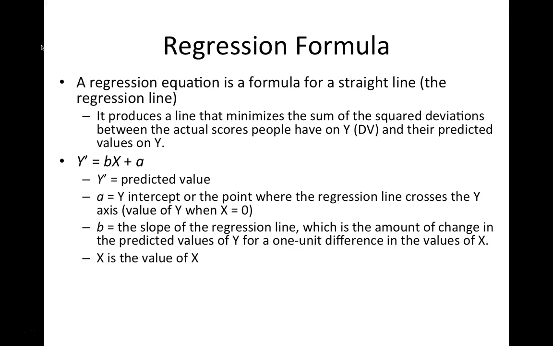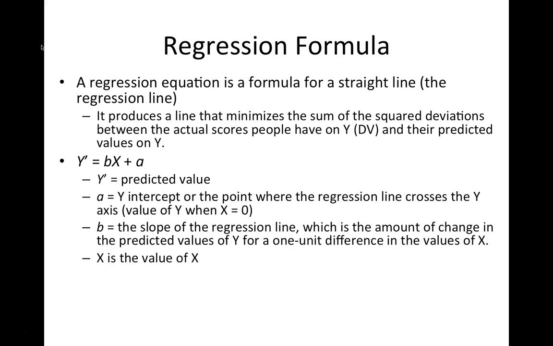Over the top of it, and you'll hear it called y hat. For us, we'll stick with y prime, and so y prime equals bx plus a. So y prime is the predicted value on the outcome variable. That's what we want to try and get. A is the y-intercept, or the point where the regression line crosses the y-axis. In a sense, this is the value of y when x is at 0.